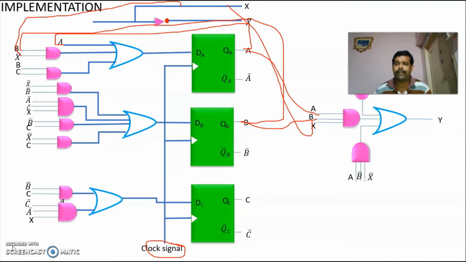Totally 4 variable maps. After checking the individual columns of DA, DB, and DC, we have plotted them in the K-map. For the unused states, we have plotted X. Then we have grouped and found the expression. After getting the expression, we have implemented it using the flip-flops.